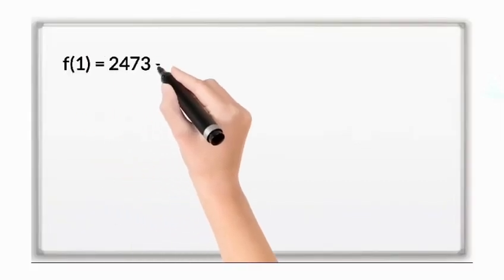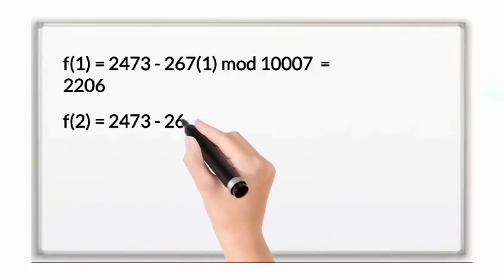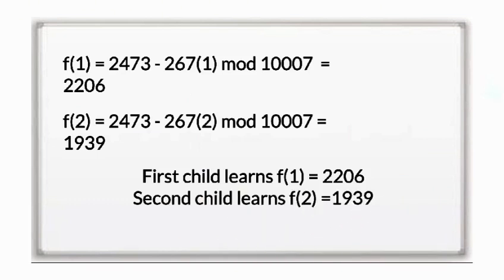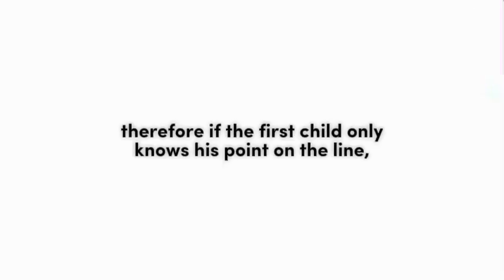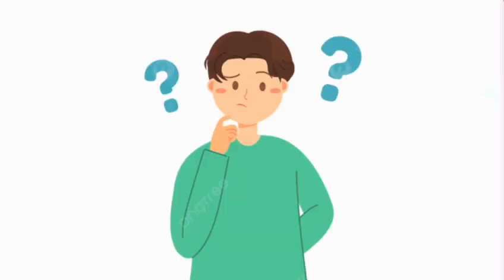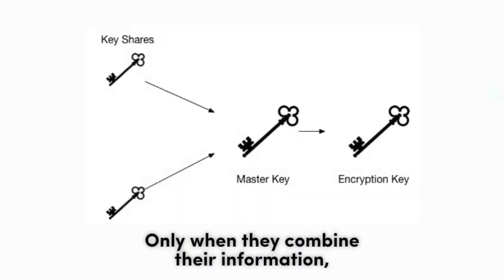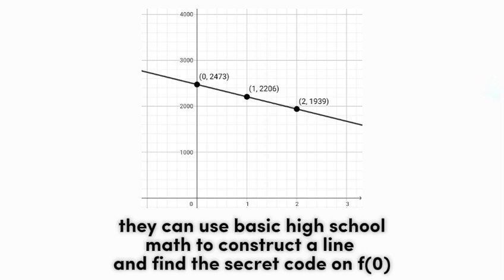Now, the father can give another 2 points to his children. Let's say the first child learns that f(1) is equal to 2206, and the second child learns that f(2) is equal to 1939. Therefore, if the first child only knows his point on the line, he doesn't learn anything about the possible value of the code. The same thing happens with the second child. Only when they combine their information can they use basic high school math to construct a line and find the secret code at f(0).